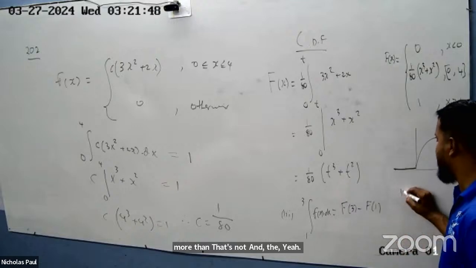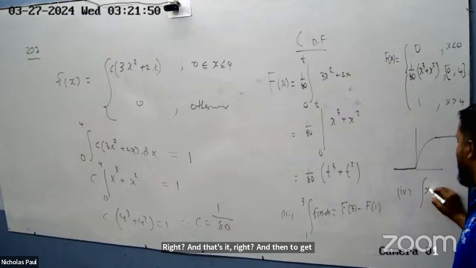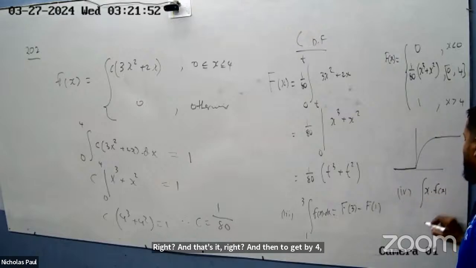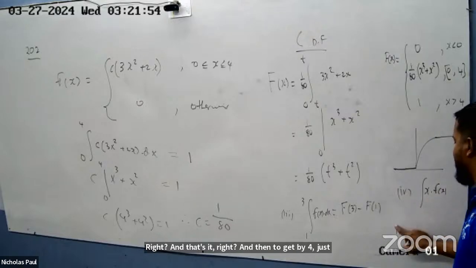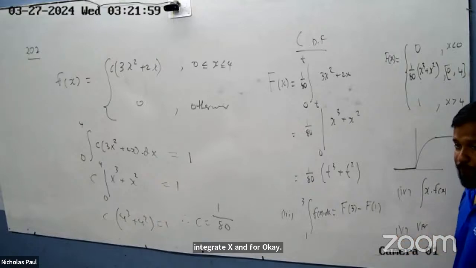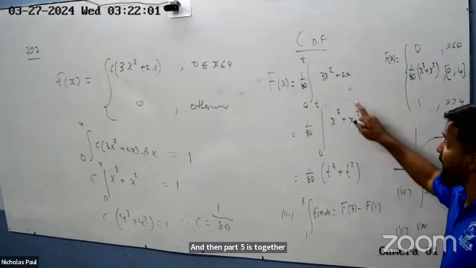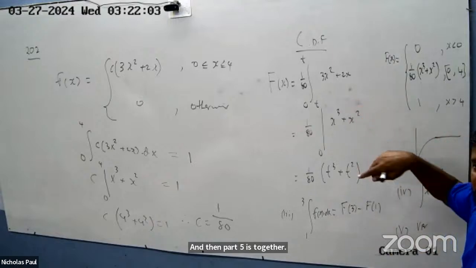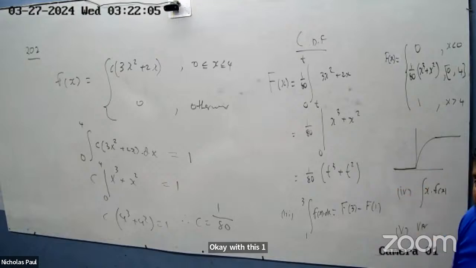And then to get part 4, just integrate x times f of x. And then part 5 is to get the variance. Are you okay with this? 1, 2, and 3? Yes, sir.